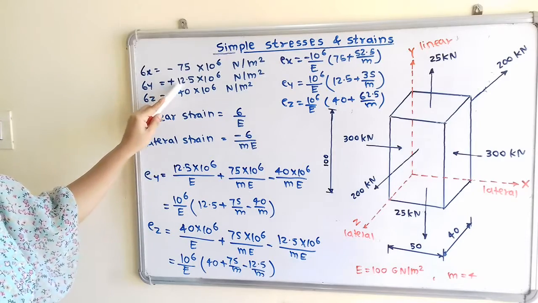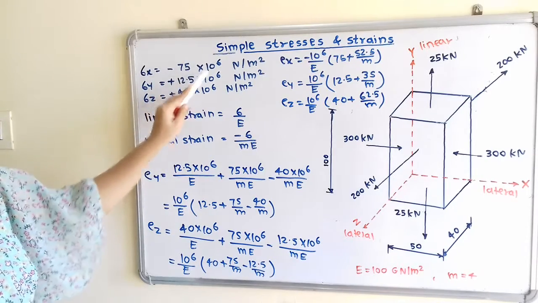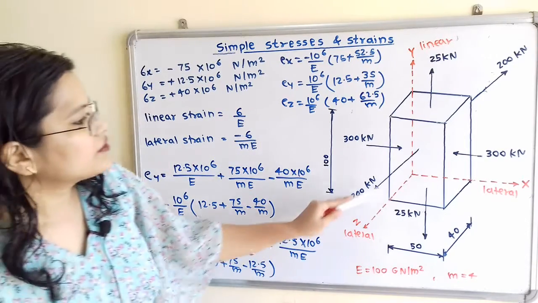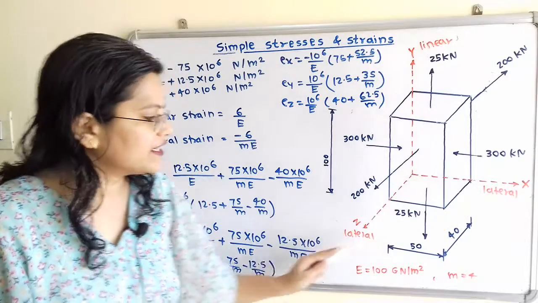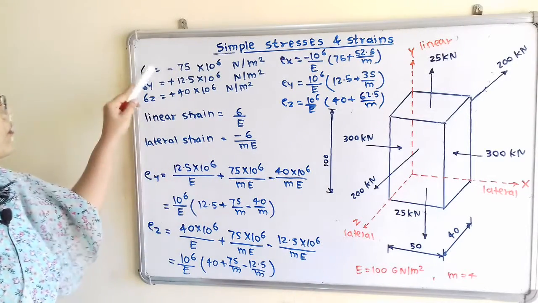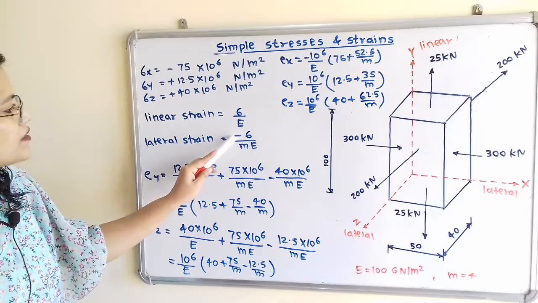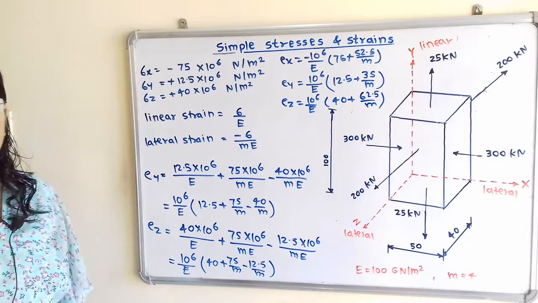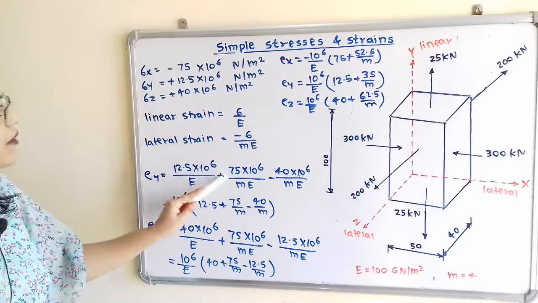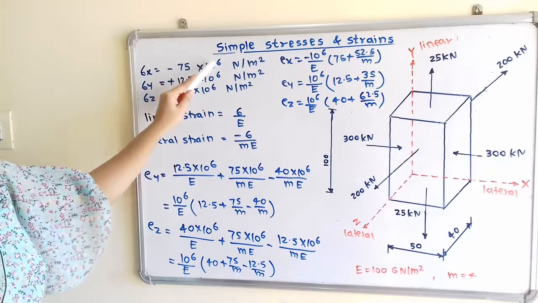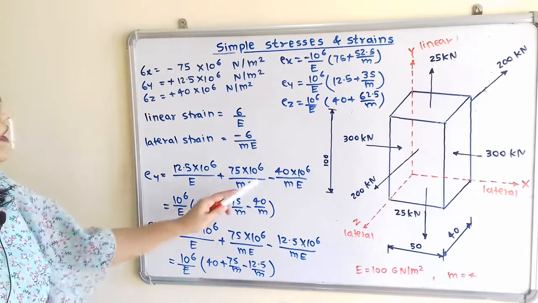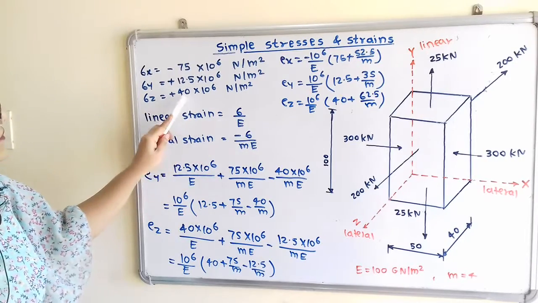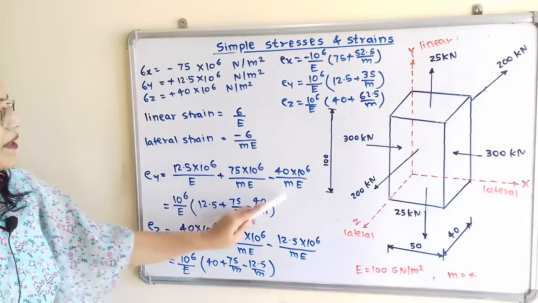So it is 12.5 into 10 raised to 6 divided by E. Now along x and z direction, it is lateral strain. So now we will move to the x direction. So the formula is minus sigma divided by ME. But here sigma x is having a negative sign. So this negative will become positive. So plus 75 into 10 raised to 6 divided by ME. And then along z direction, it is minus 40 into 10 raised to 6 divided by ME.